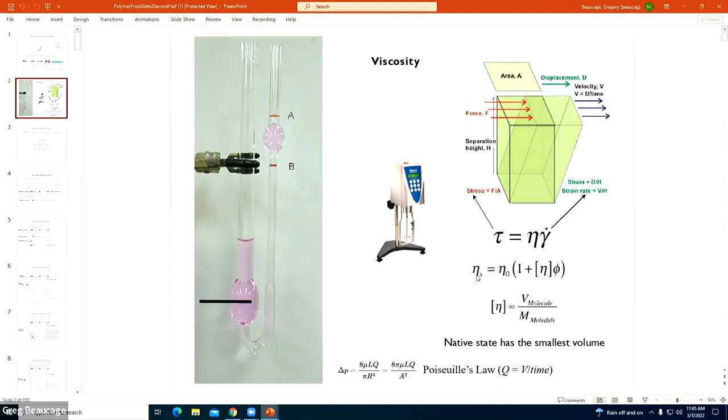GPC is the easiest thing. It'll have a viscosity detector and get this intrinsic viscosity, and that gives you the hydrodynamic radius. So we'll go through how you do that. It's not hard. This is a viscometer. We can also measure it.